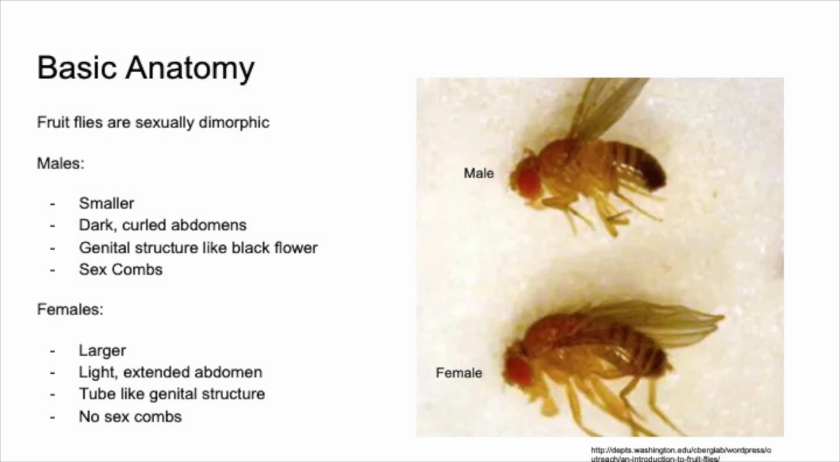The females, on the other hand, tend to be larger than the males, with a lighter extended abdomen that tends to point straight backwards as opposed to curling underneath the body. As previously mentioned, they have a tube-like genital structure, and they do not have sex combs on their forward legs. Now we'll get into how to take care of fruit flies in a laboratory setting.